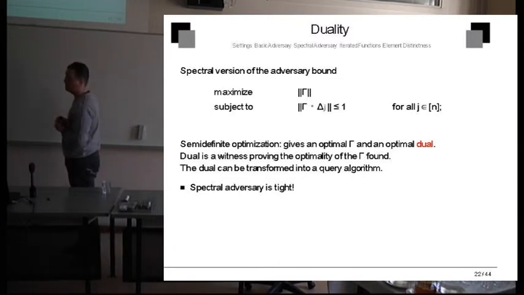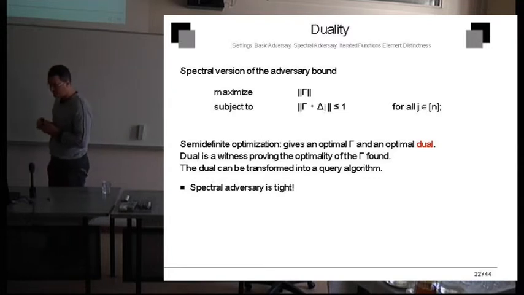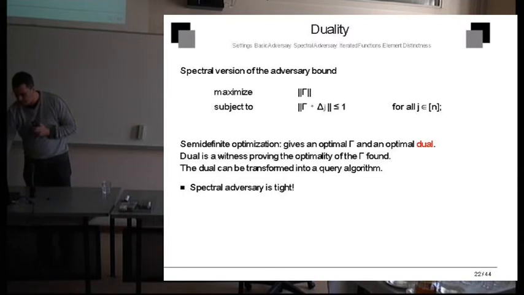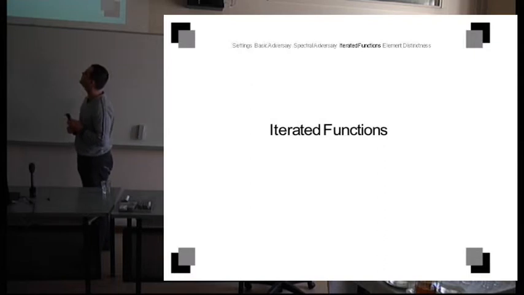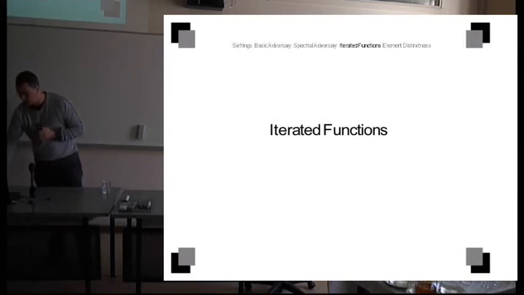So this is quite interesting because it's specific only to quantum. Like randomized complexity, I don't know anything like that. Okay. And what consequences does it have? So the first example I'm going to talk about is of iterated functions.